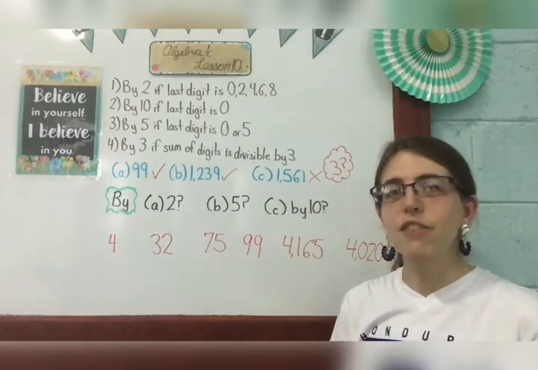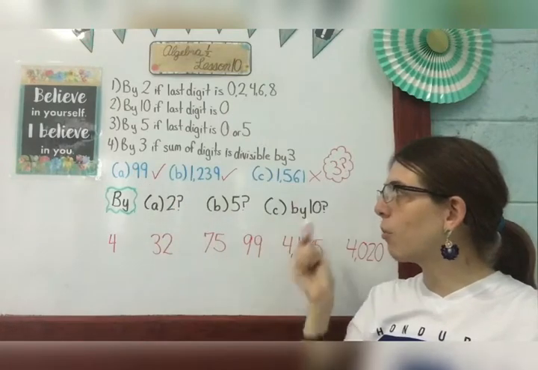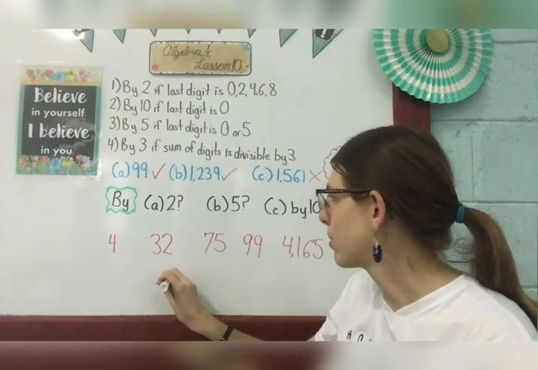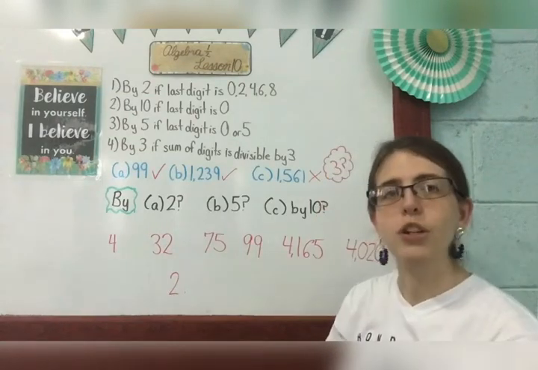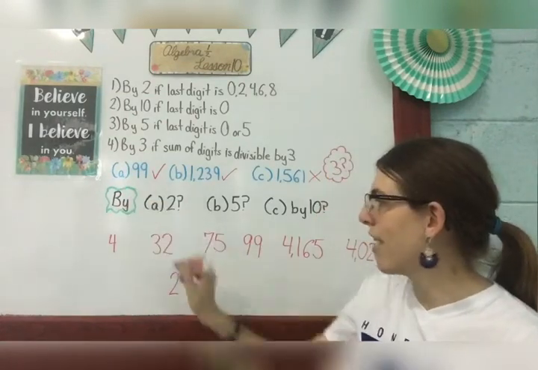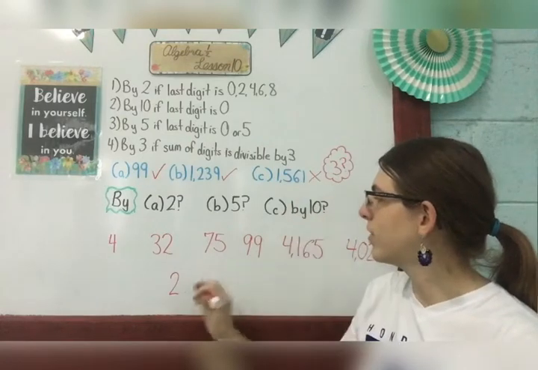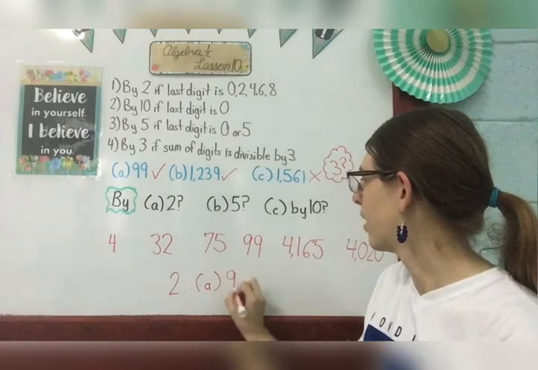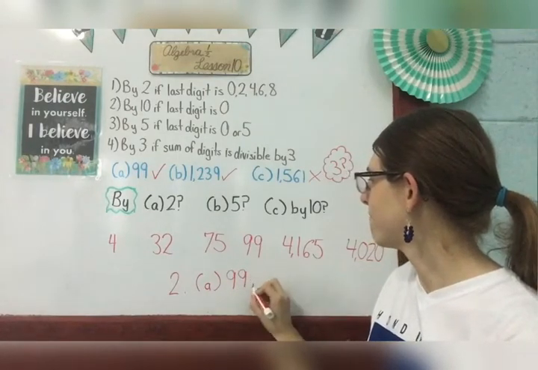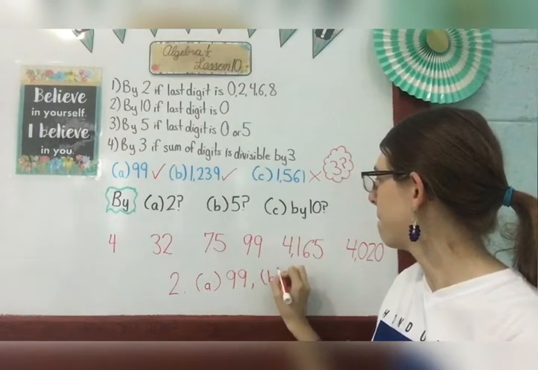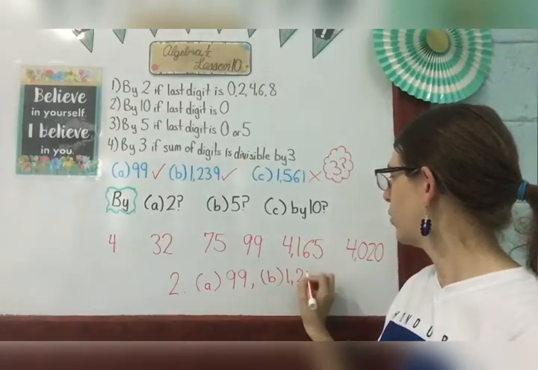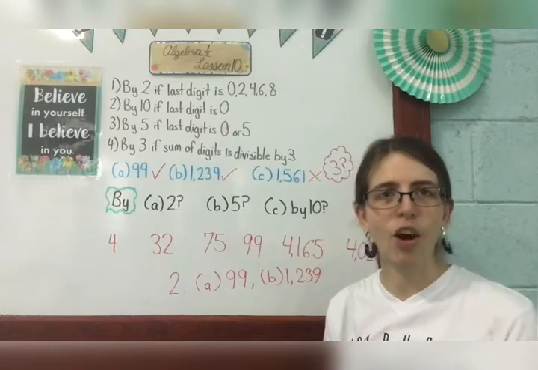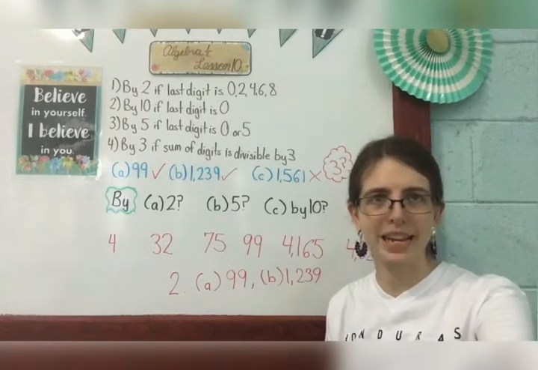Okay? If you have a problem that looks like this in your homework, the way that I want you to write the answer, so let's say that this is problem number 2, is to write the letter and the number. So if it says which one's divisible by 3, I would want you to write A, 99, and B, 1,239. Just to be very clear on your homework, which ones you mean, okay?